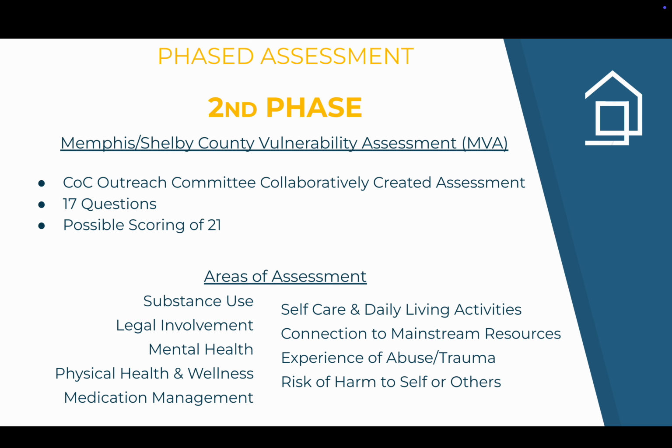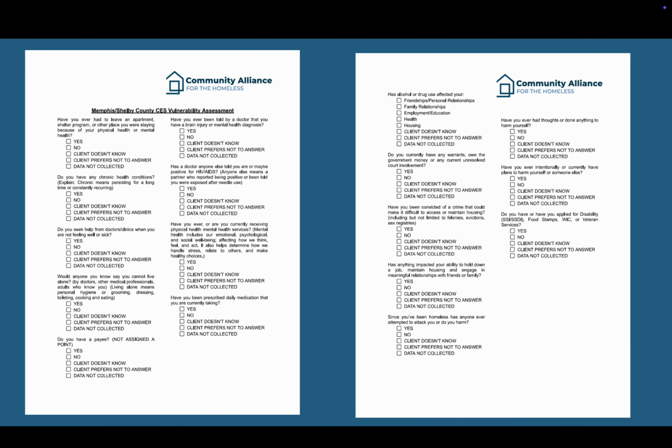The second phase is the vulnerability assessment. It's composed of 17 questions and can score up to 21 points. The areas being asked about are substance use, legal issues, mental health, physical health and wellness, medication management, self-care, daily living activities, experience of abuse or trauma, and risk of harm to self or others. Here's the MVA, otherwise known as the Memphis Vulnerability Assessment, and it's now being used in place of the VI.